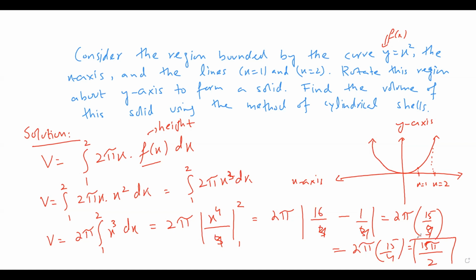So that's the volume formed by rotating y equal to x squared. And this is the volume between x equal to 1 and x equal to 2, right?